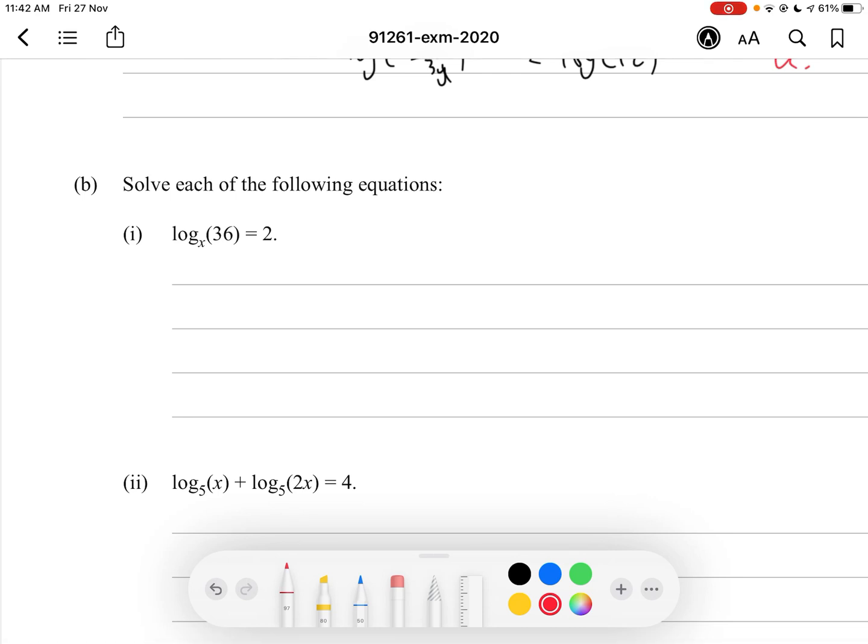So solve each of the following equations. Log base x of 36 equals 2. In this case, we know that this small x here is the base, that's the power, and that's the outcome. If you remember BOP: base, outcome, power. From left-hand side to right-hand side, we have base, outcome, and power. So BOP, you can remember it that way. So in this case, we have x squared equals 36, and x equals plus or minus 6. However, x can't be negative 6 since it's a log base. So we can say that since x is a log base, it cannot be negative.